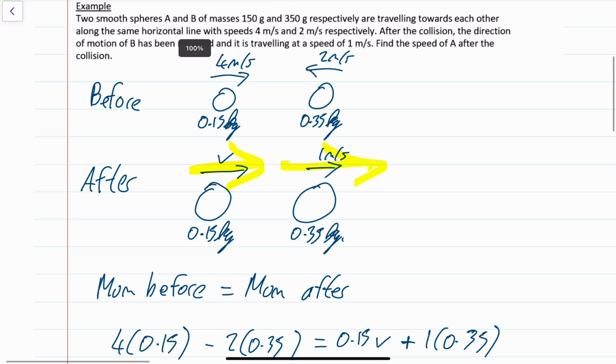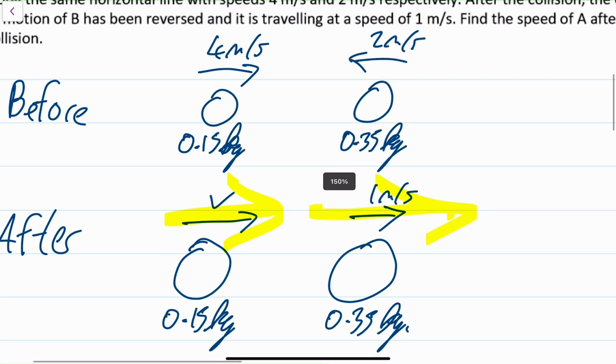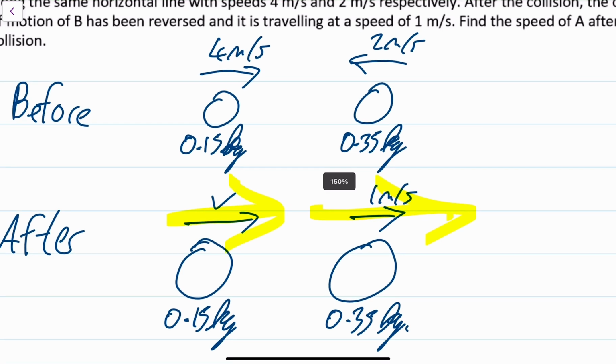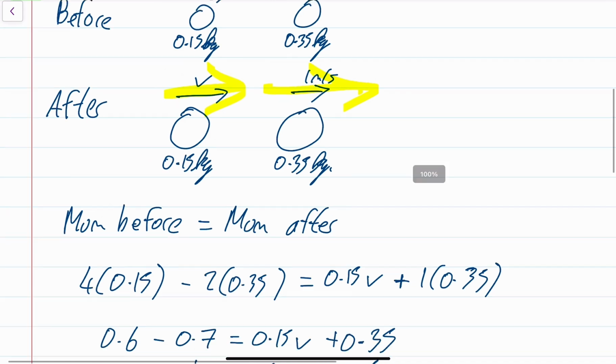Okay, so it doesn't matter what you assume at the start, the mathematics will sort it out. So it told me then instead of my V being a positive answer, so instead of it going to the right, it was a negative answer, which meant it was going to the left.